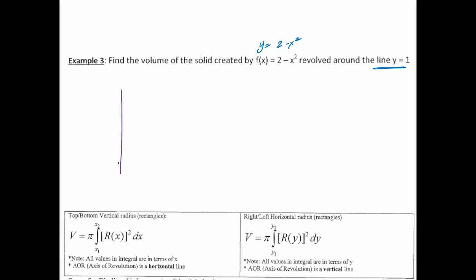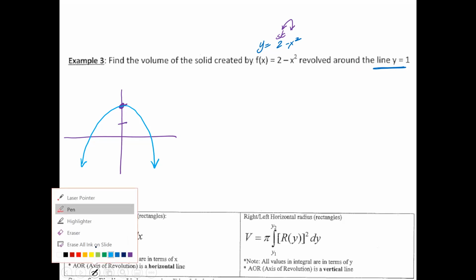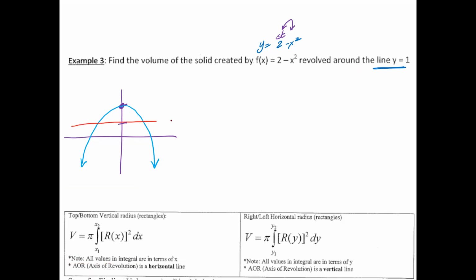Okay, so let's go and draw the grid. A negative x squared is an upside down parabola, and then you start at 2. So I'm going to go 1, 2. There's my vertex, and then here is my parabola. Sorry, my parabola does not look perfect, so let me go ahead and change that a little bit. And it's going to go down this way. Here we go. Okay, revolved around the line y equals 1. So here is the line, y equals 1.